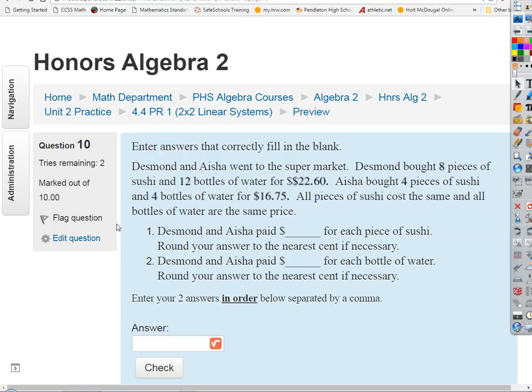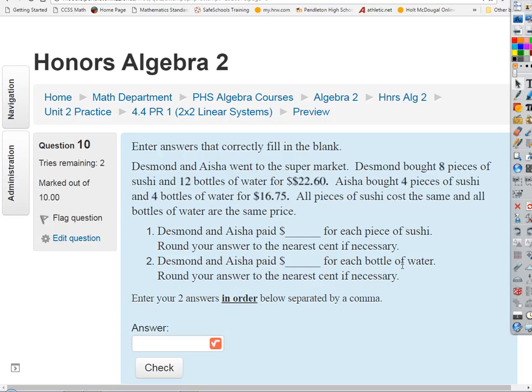Two people are going to eat sushi, it looks like. And look what we got here. Desmond orders 8 pieces of sushi and 12 bottles of water at the supermarket. I don't know why he's getting so much water, but okay. And that costs $22.60. Aisha bought 4 pieces of sushi and 4 bottles of water, and it cost $16.75. All pieces of sushi cost the same, and all bottles of water are the same price. So what are the 2 questions being asked? What's the cost of each piece of sushi, and what's the cost for each bottle of water?